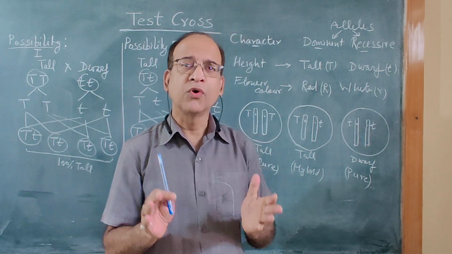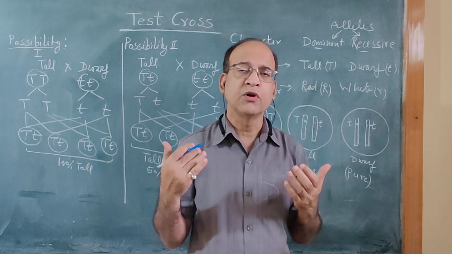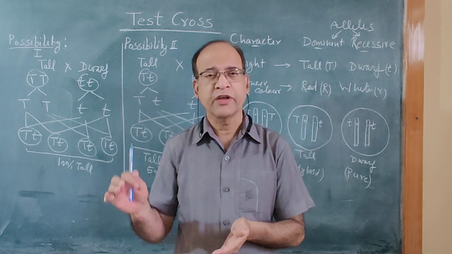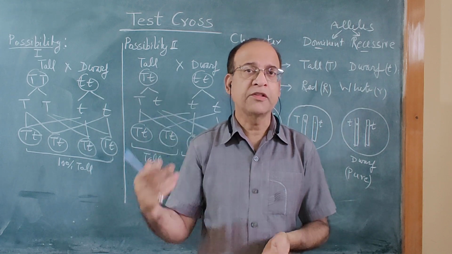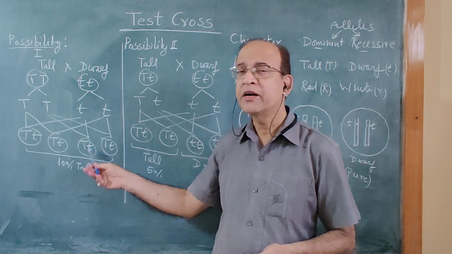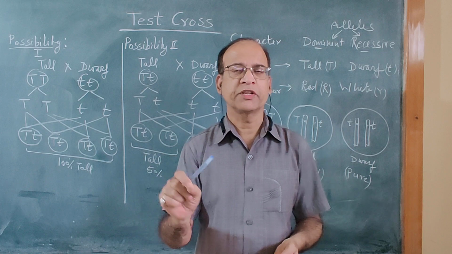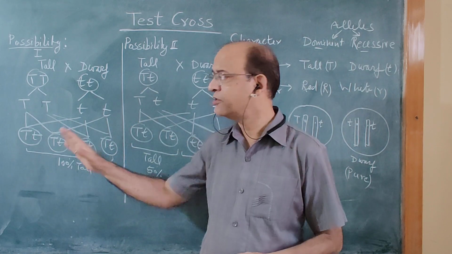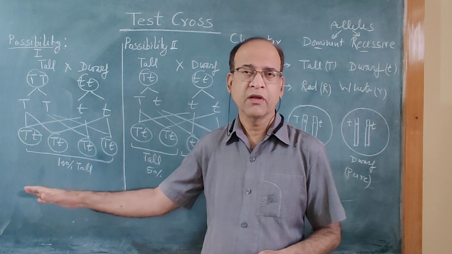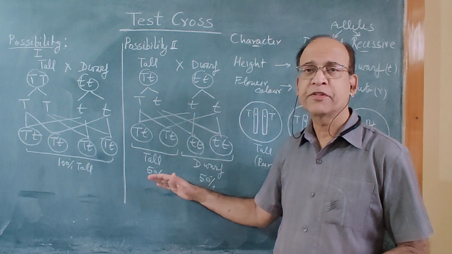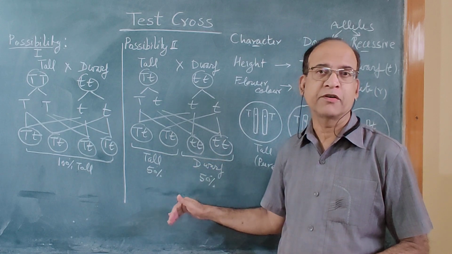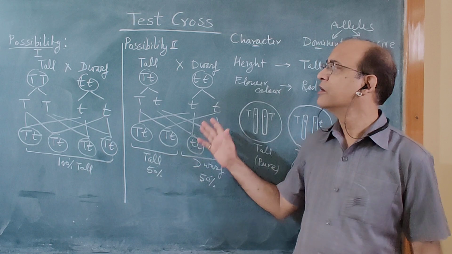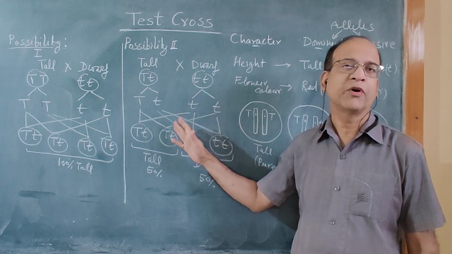So if you make the cross of the tall plant, whose genotype you want to test, with the recessive dwarf, and the result you get is 100% tall, you should say okay, that tall is capital T capital T. But if this result is not observed, and in the next generation 50% tall and 50% dwarf plants are produced, then your answer should be okay, that tall plant is capital T small t.